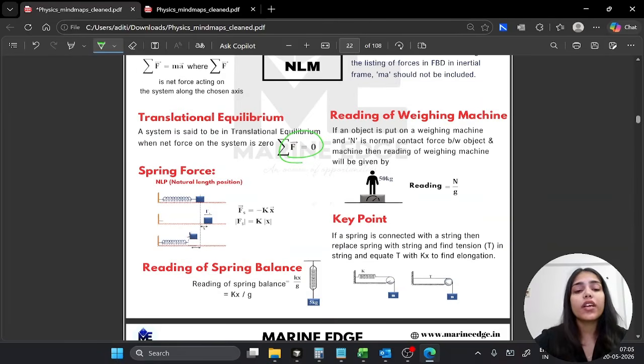Now, when we talk about any spring force, the base formula, or the only formula, is the restoring force. Whenever the spring is pushed back, it tries to restore its initial state, and the formula for that is always Fs = kx. k is the spring constant and x is whatever amount of displacement you have done to the spring. Now, when we talk about a spring balance, the reading of a spring balance is kx divided by g. The spring balance is used to measure the weight of different objects.